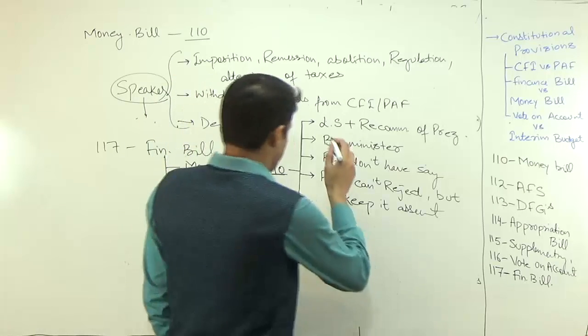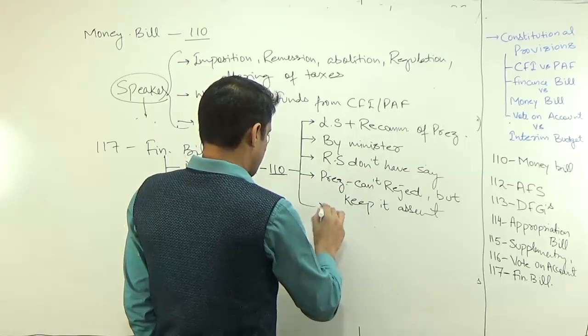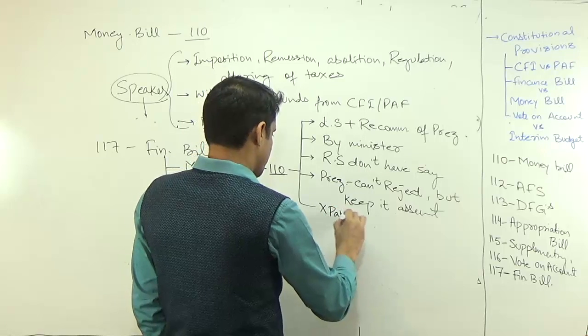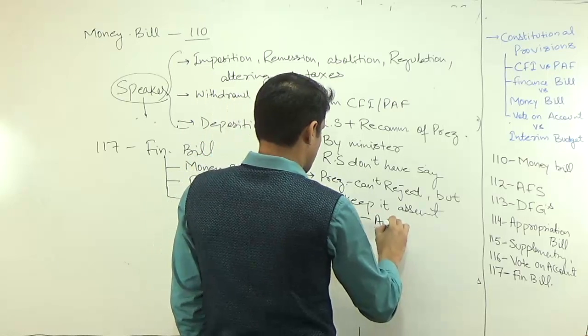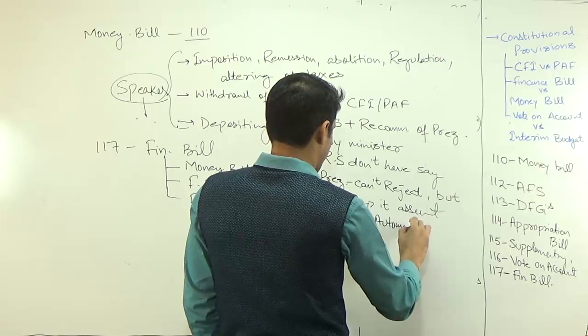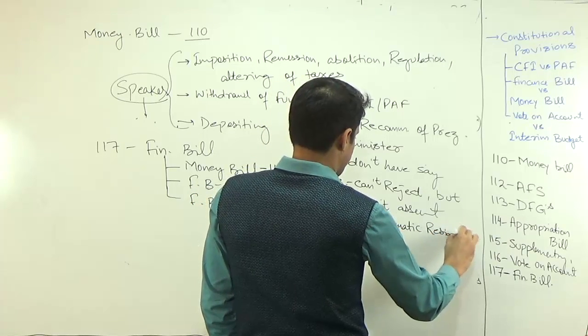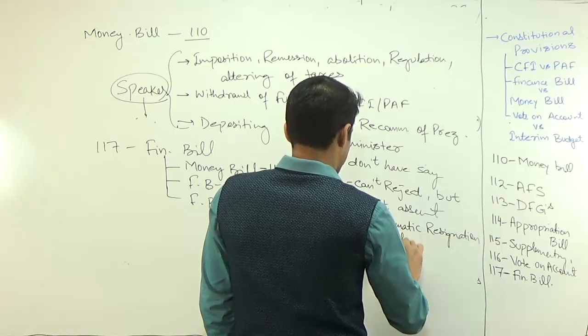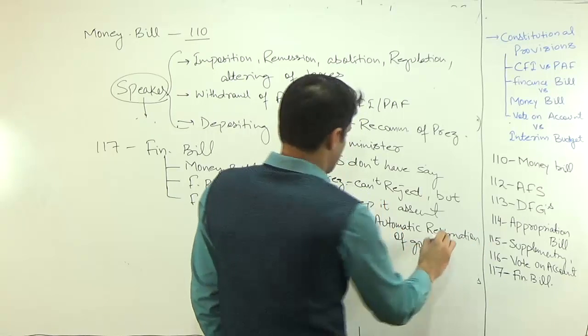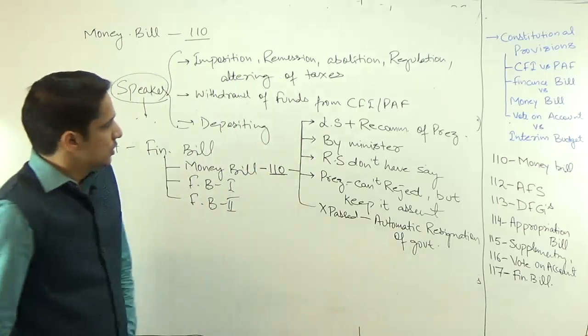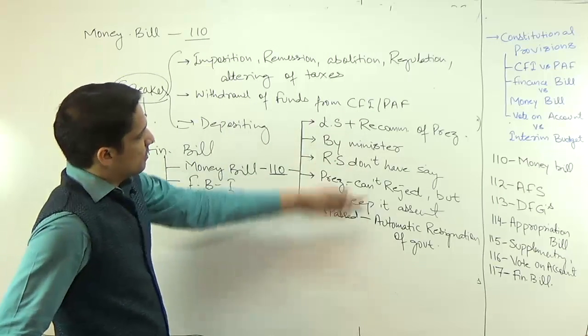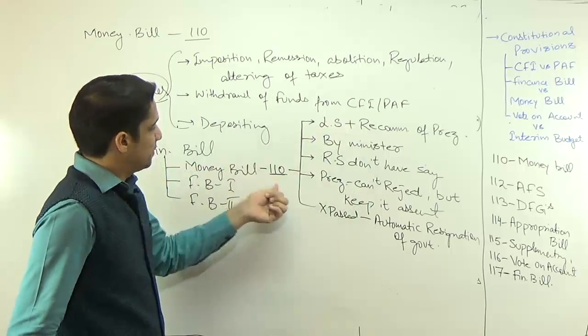Next, if this bill fails or is not passed, it means automatic resignation of the government. Automatically the government has to resign. So all these are some major characteristics of a money bill.